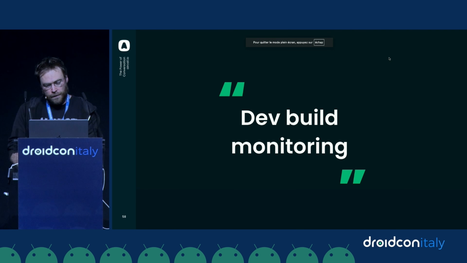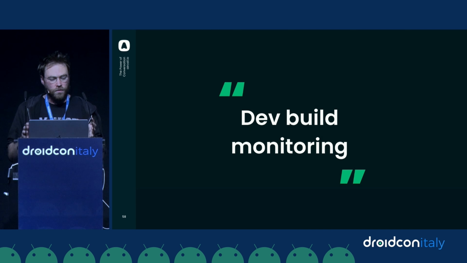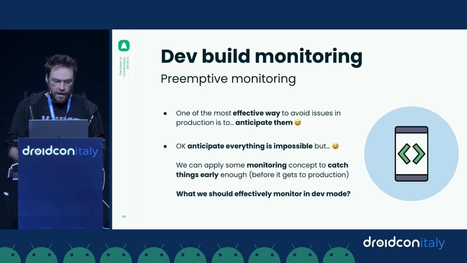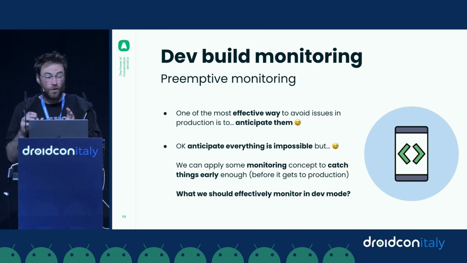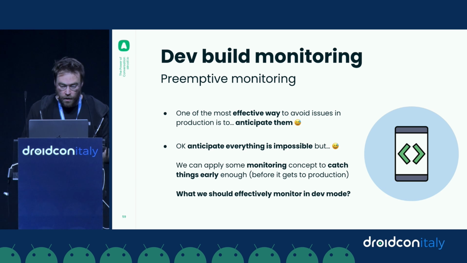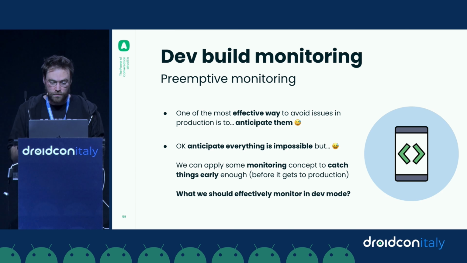And one last thing that is quite important for me in being efficient in monitoring is that you also need to monitor in your dev environment. I call that preemptive monitoring, because the best thing is not shipping any problem to production, or catching it early enough that it doesn't get to production. That's the most effective way to avoid pushing bad things to production, and we need to anticipate them. Well, it's hard to anticipate things, but at least try it.